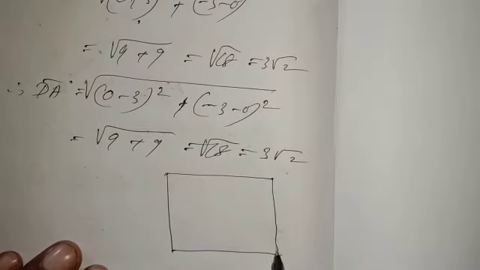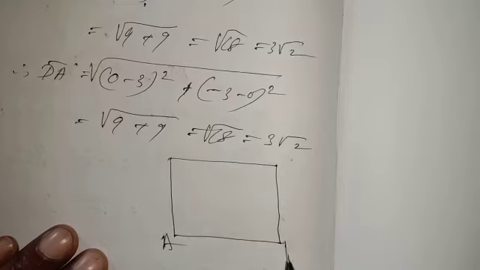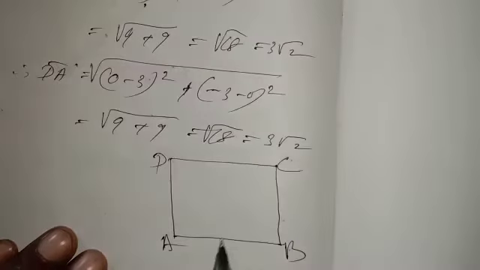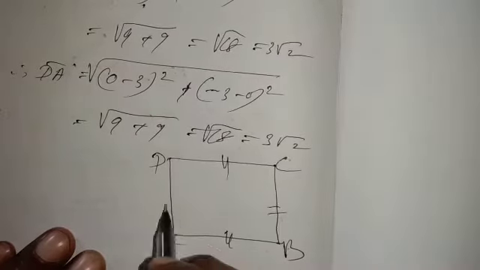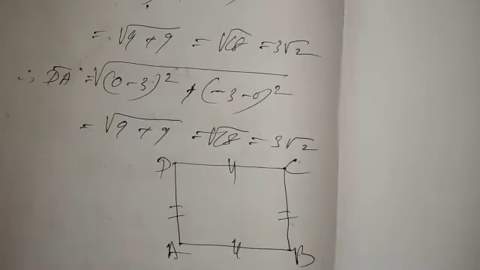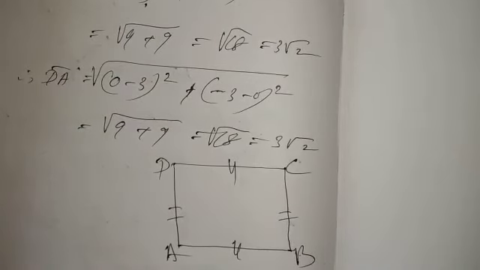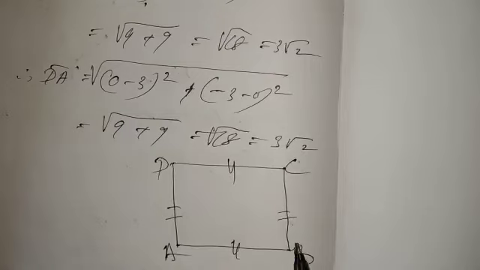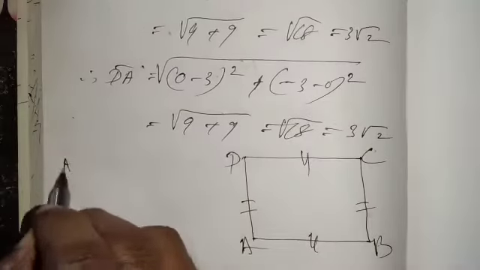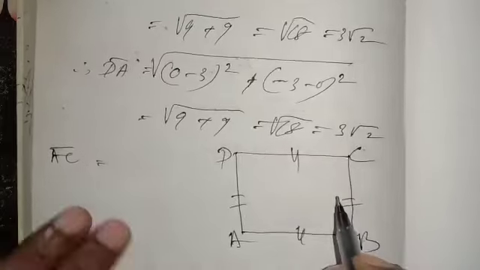This is the figure A, B, C, D. If all the four sides are equal, either it may be a rhombus or it may be a square. So for a square, the diagonals should be equal. For a rhombus, diagonals should not be equal. So for this, you have to find out AC. AC means diagonal. A is given how much?